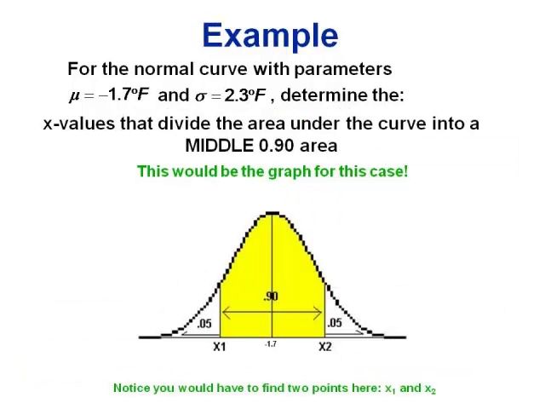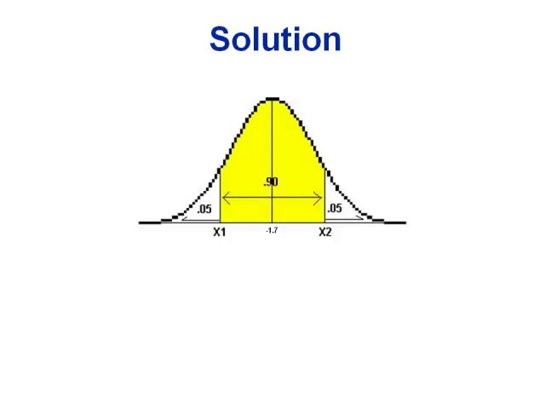Every once in a while, you'll be asked not to find one direction or the other, but to find in between. So I want to find the two values that would designate the middle 90%. So I'm going to center a pretty big chunk, and I'm going to have a cutoff on each side. So I've got an x1 and an x2. I need to find both of those. So for this one, since I'm trying to find two different cutoffs, one on the left and one on the right, I'm actually going to have to do two different calculations.